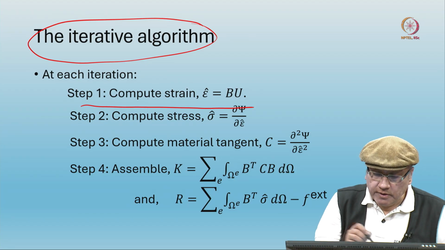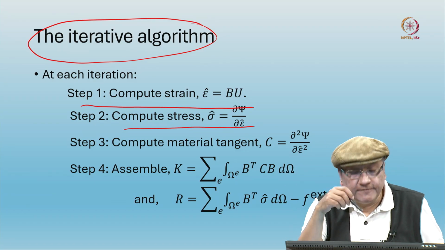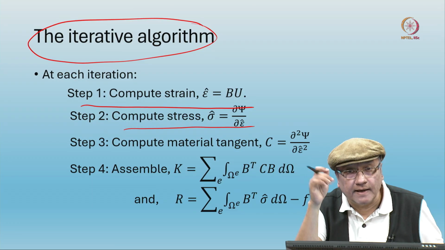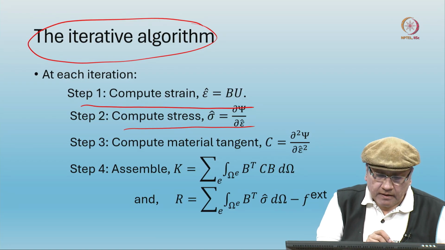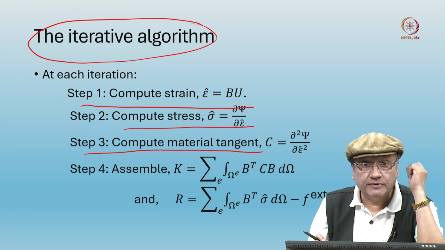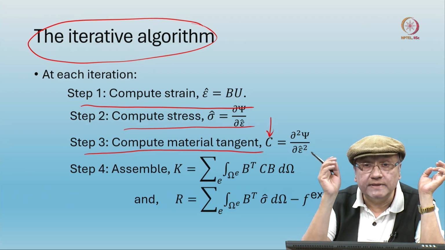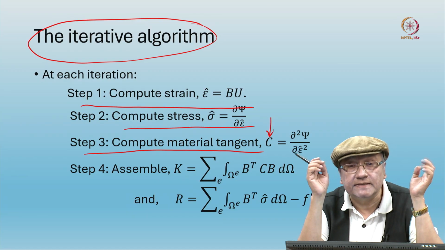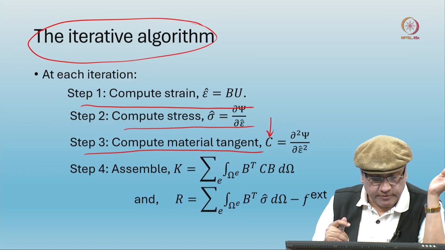In step 2, you need to compute the stress sigma hat, again as a vector, by partially differentiating the strain energy psi with respect to epsilon hat, that is to compute the stress. Then step 3 will be to compute the material tangent information, which is captured in C. That is equal to the second order derivative of psi with respect to the vector representation of epsilon, that is epsilon hat. So, that is your tangent material information.